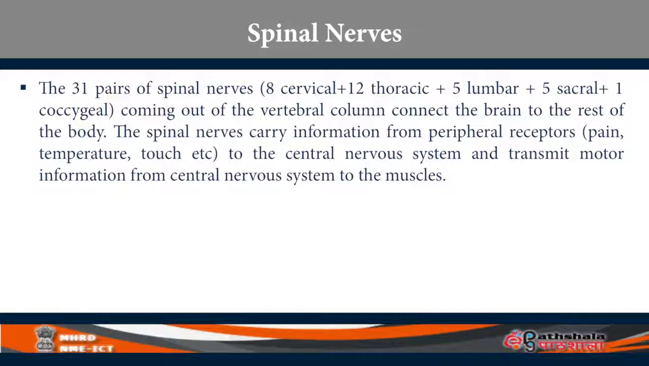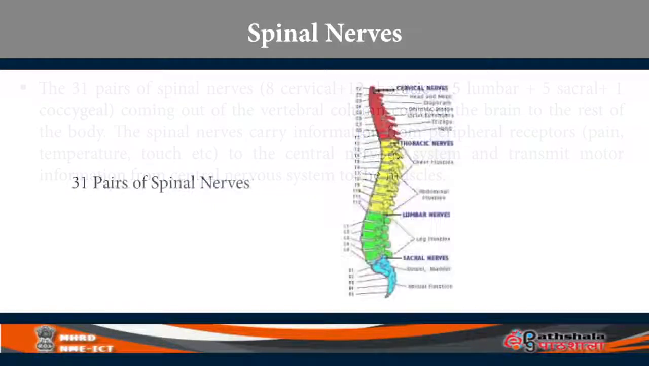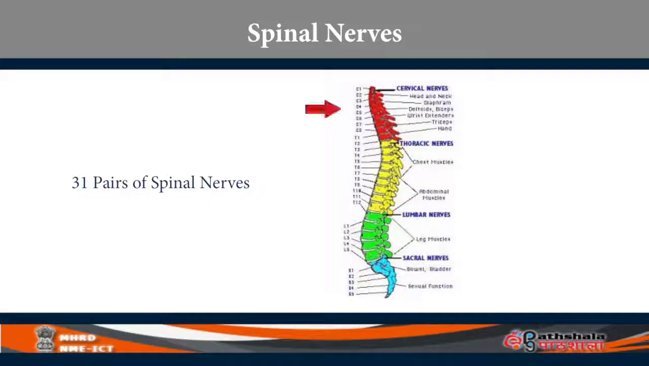rest of the body. The spinal nerves carry information from peripheral receptors like pain, temperature, touch, pressure to the central nervous system and transmit motor information from the central nervous system to the muscles. You can see in the picture on the screen all the 31 pairs of spinal nerves. The first top red area is the cervical portion of the spinal cord, thoracic is the yellow area, lumbar is the green area, sacral is the blue area, and their function is also indicated, and numbers are given on the left side. Study this figure to understand the various spinal nerves.